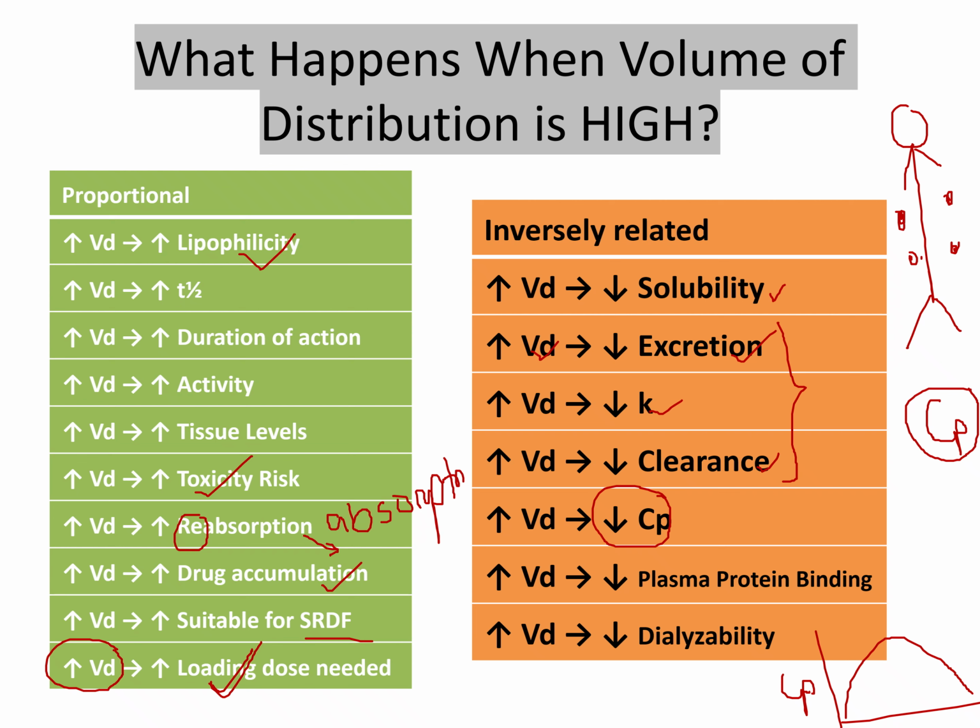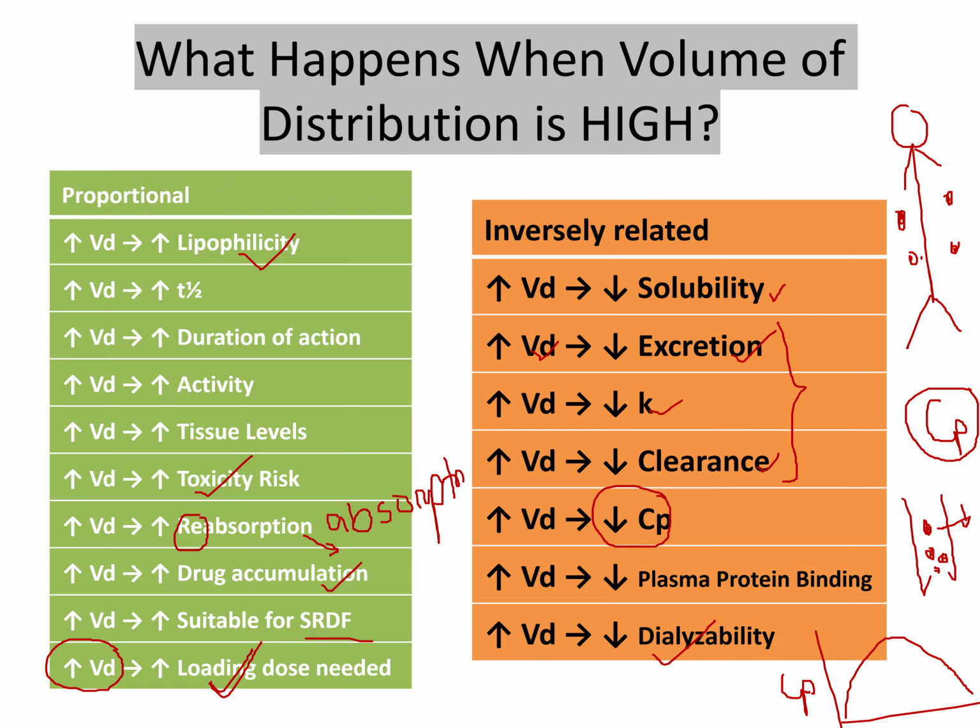Then we have already read that increasing the volume of distribution will decrease the plasma protein binding. Why? Because whenever the drug has a high volume of distribution, it will not bind to the plasma protein. Rather, it will go into the different organs. So plasma protein binding will decrease. And the last property is that increasing the volume of distribution will decrease the dialysability. What is dialysability? It means dialysis, kidney dialysis that we perform for kidney failure patients.